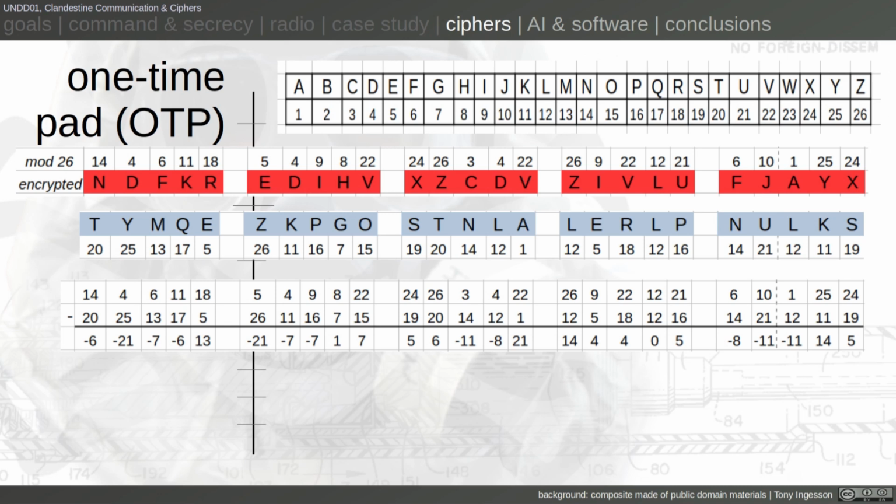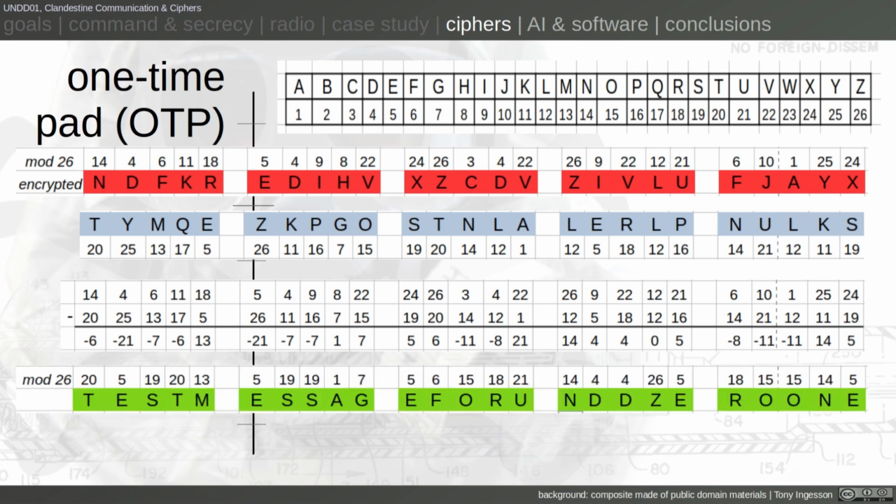And now again we do the modulo 26 thing, but in this case, since we have negative numbers, we add 26 for each number that is lower than 1. So before we subtracted for each number that was higher than 26, and now we add for each number that is lower than 1. And this gives us a final string of numbers. And once we translate that final string of numbers back to letters, we have the original test message deciphered.